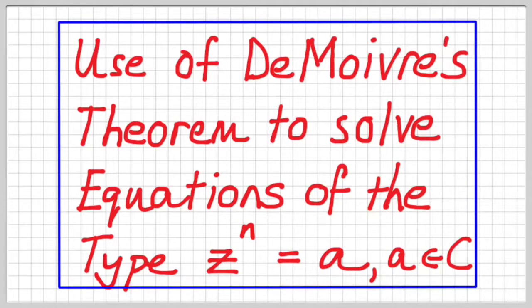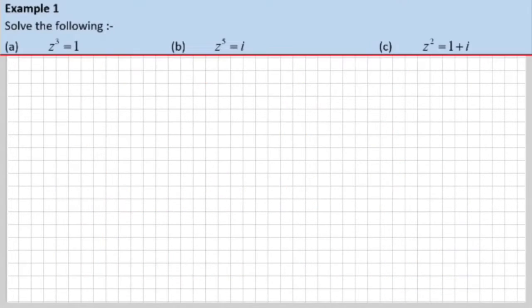Well, hi guys. In this session we're going to use Moivre's theorem to solve equations of the type z to the n equals a, where a could be any complex number. So let's go. We've got three equations here to solve, and you'll notice that they're all of that form. Z to the n equals a, where a could be real or could be complex, okay?